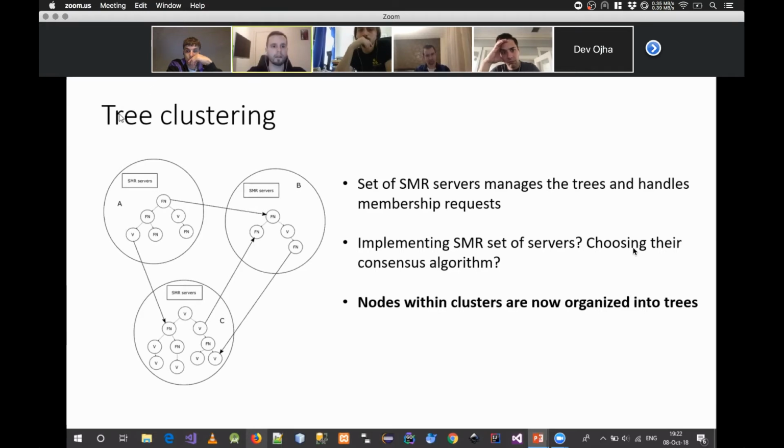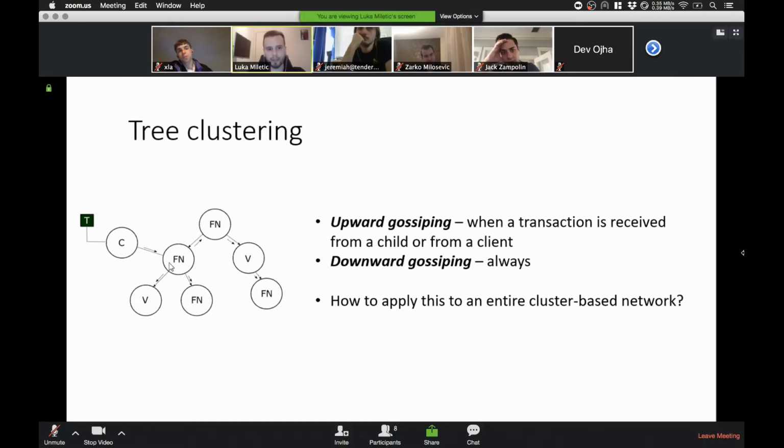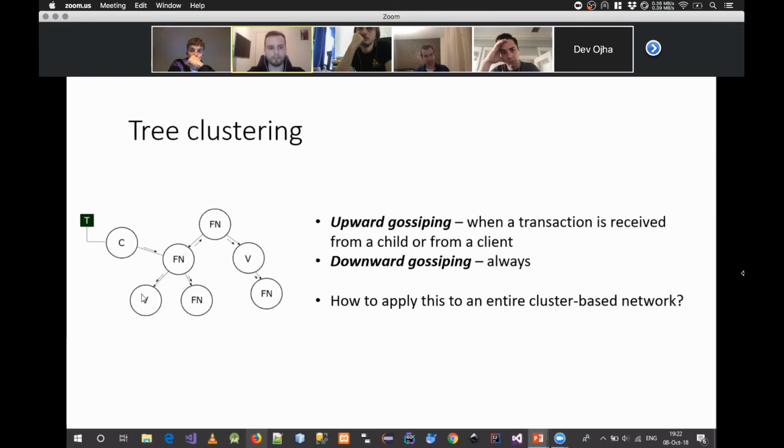So, okay, I've explained how we form a tree inside a cluster, and now I will explain how the information is disseminated, how the information is gossiped when we have a tree in a cluster. We will adopt two principles, two different manners of gossiping. Upward gossiping, which basically means that a node in a tree sends information to its parent, and downward gossiping, which basically means that a node sends information about a transaction to its children.